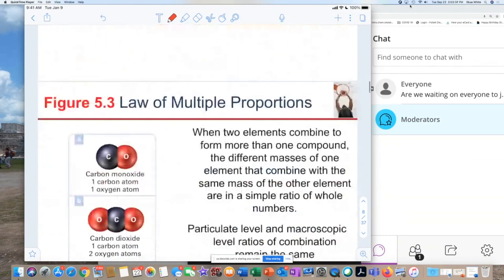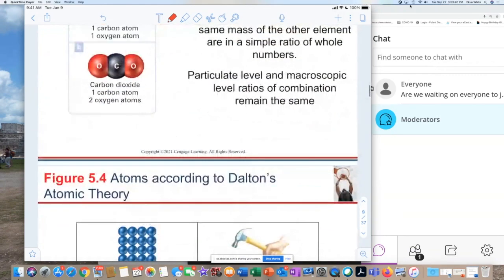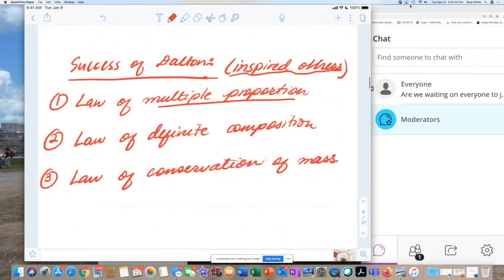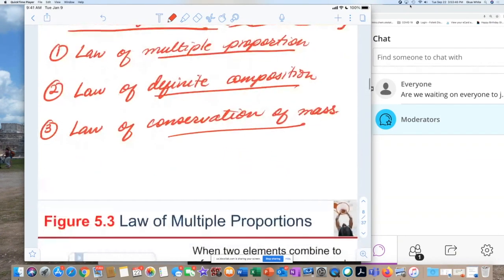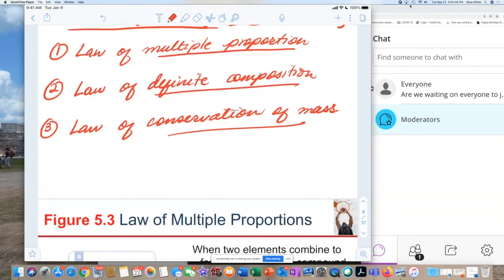So it's important when you get to this section to make sure you know these laws. What I'm going to do is start with number 3, go to number 2, and then go to number 1. I'm going to go in reverse.